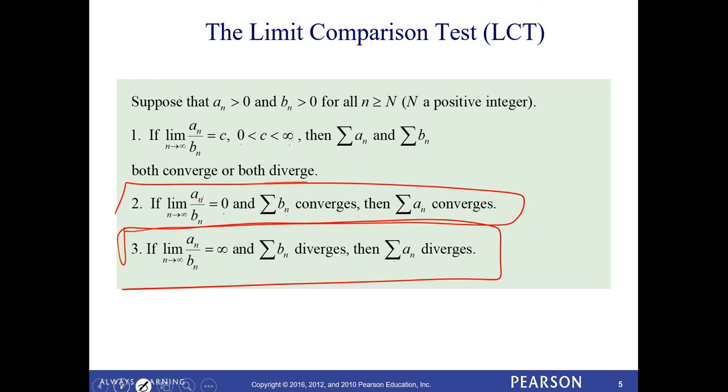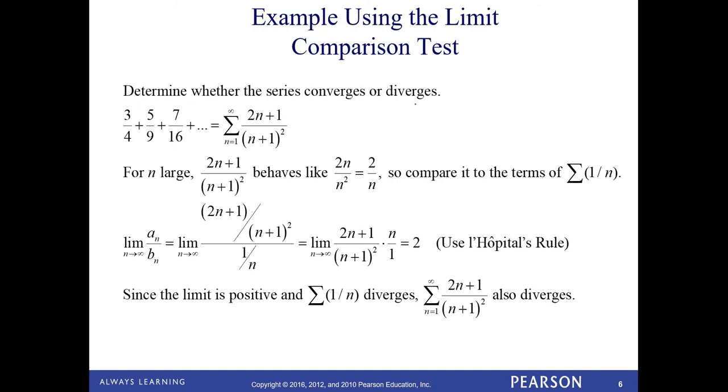Okay, so let's do an example of this. I hope you're pausing and writing. Determine whether the series converges or diverges. This is our initial series. For n very large, and look at what they've done, it behaves like 2n over n squared, which is 2 over n. So I'm going to compare to the terms of the sum of 1 over n. So that's this one.